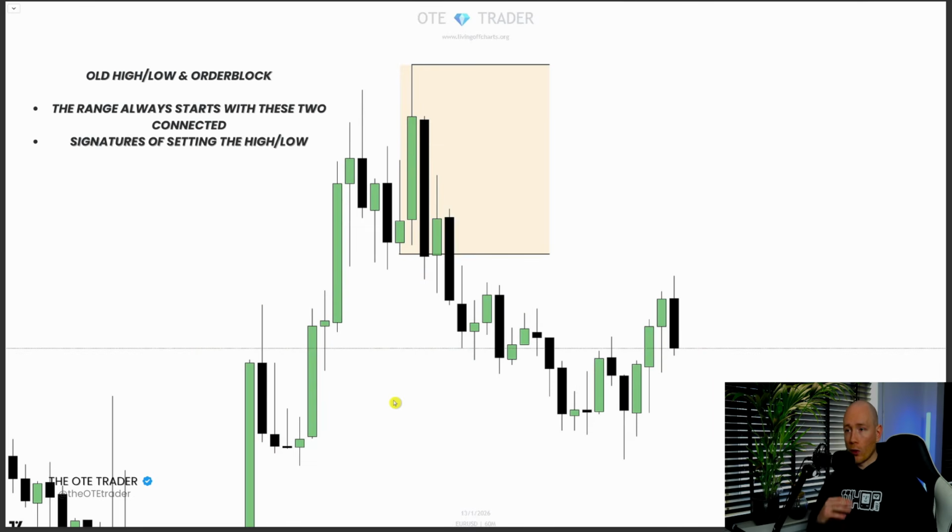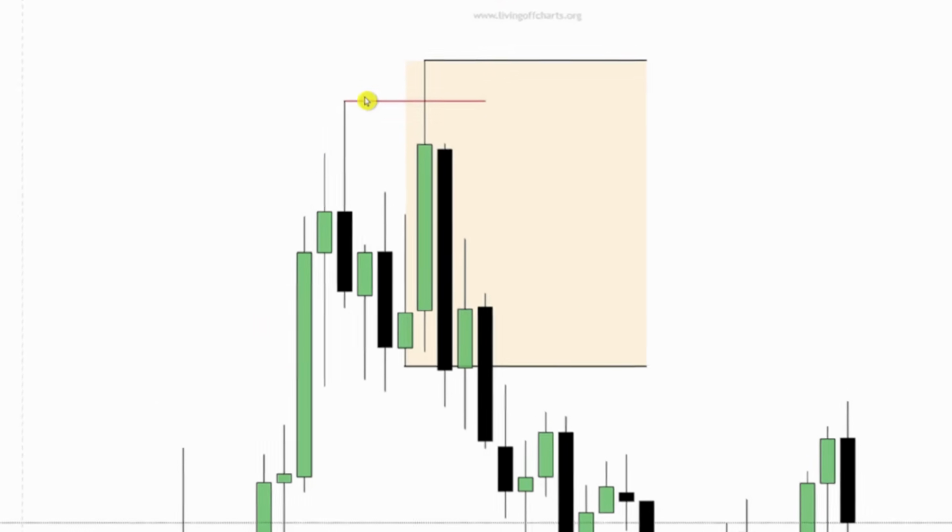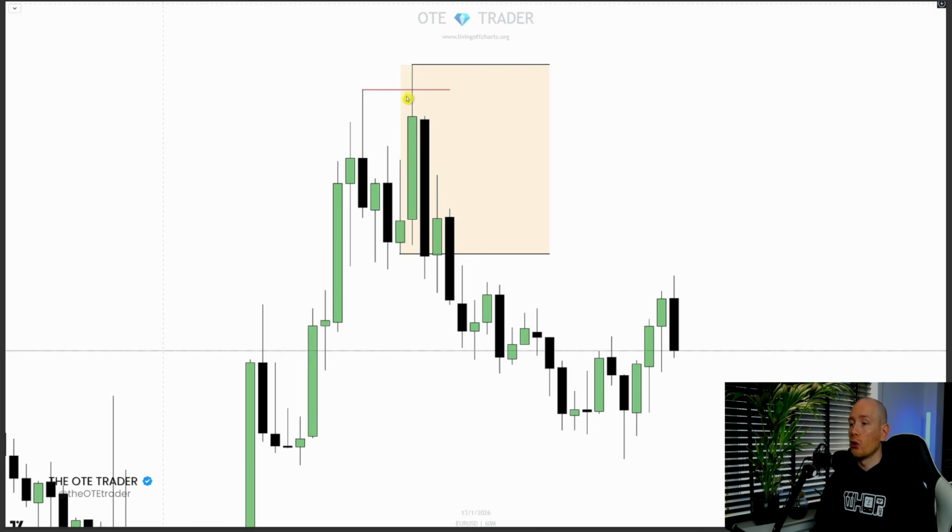Now let's go over the old highs and the order block. And like I said earlier, the range always starts off with these two connected. It's very important. Let's talk about the signatures of actually setting the high and low, which also in turn makes what is a high probability order block. What's very important is a liquidity purge, right? So we have these 2 up close candles purging the high over here, right? That is step number 1.